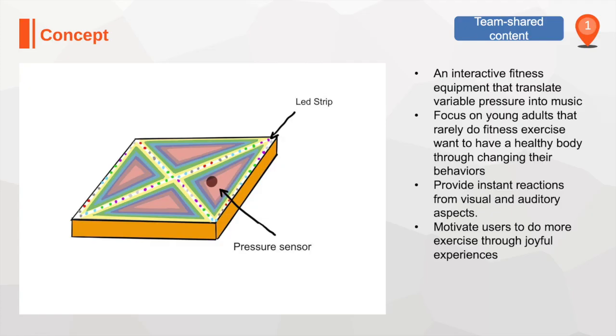Working collaboratively as a team, we are developing an interactive fitness equipment that translates variable pressure into music. We focus on young adults that rarely do fitness exercise and want to have a healthy body through changing their behaviors. We want to motivate users to do more exercise through joyful experiences by providing instant reactions from visual and auditory aspects.